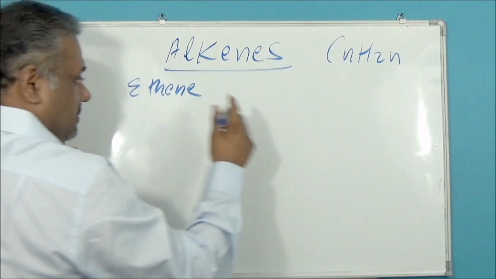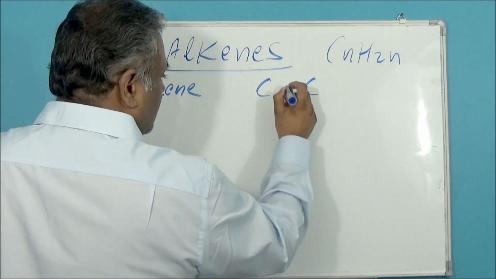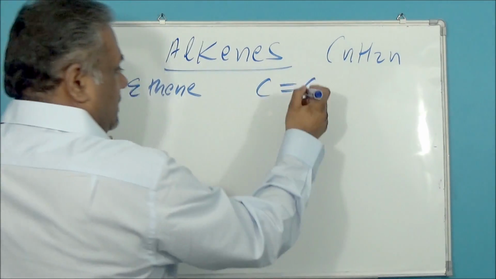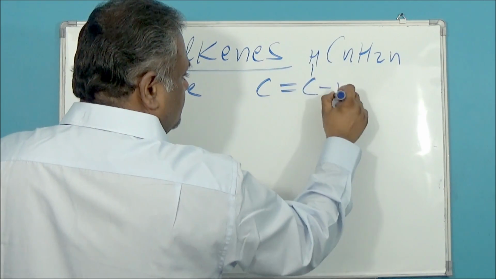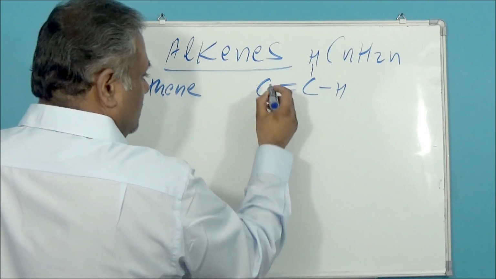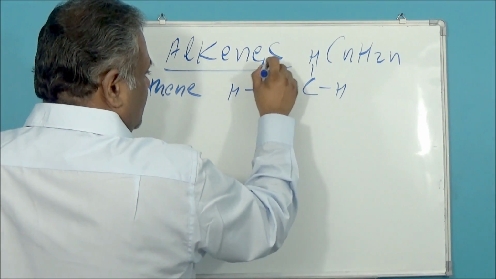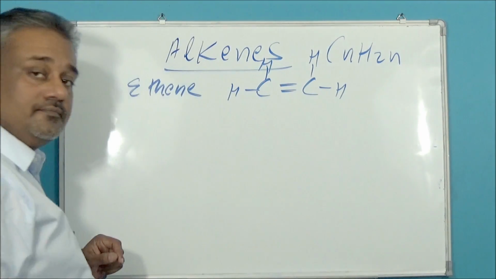Now, eth basically means two, so I have two carbons. There's a double bond there, and each carbon must have four bonds. So I'm going to put two H's on this one. That's 1, 2, 3, 4, and two H's on this one. So that's basically the structure of ethene.